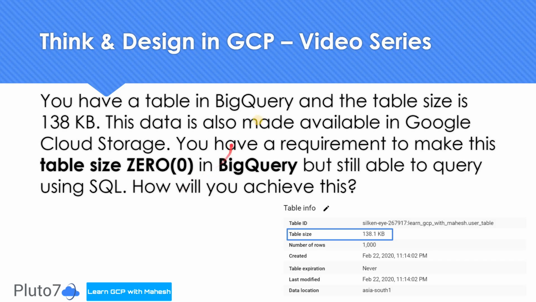In today's video in the Think and Design in GCP video series, the question is something like this. You have a table in BigQuery and the table size is around 138 KB, and the number can vary. The number is not an important thing. The table size is the important thing here.